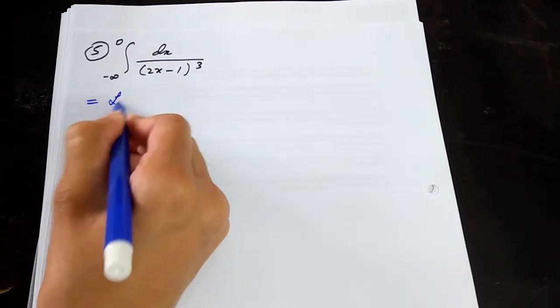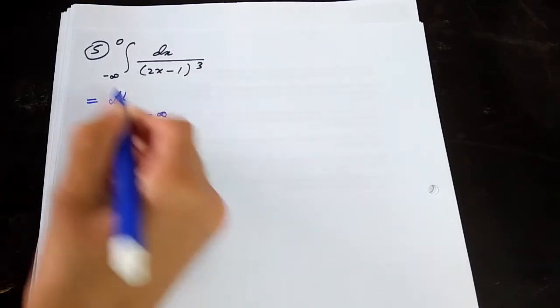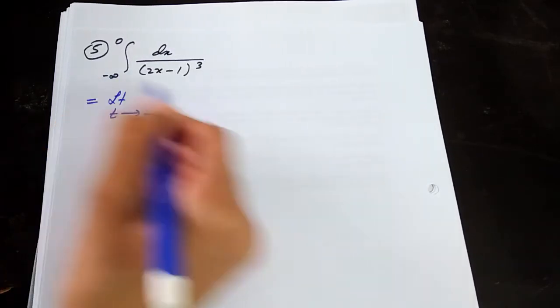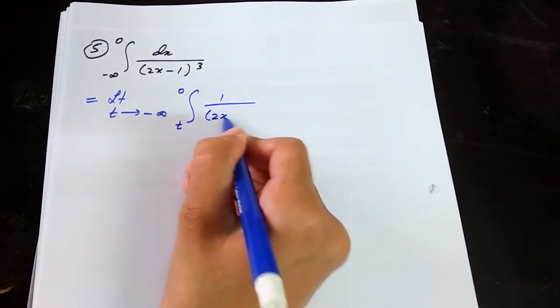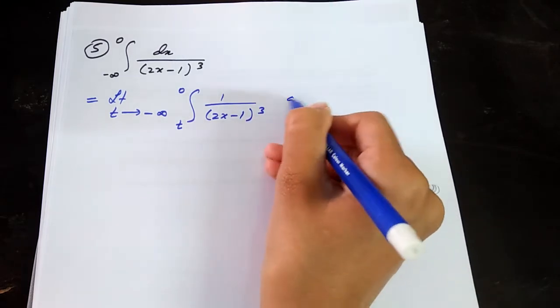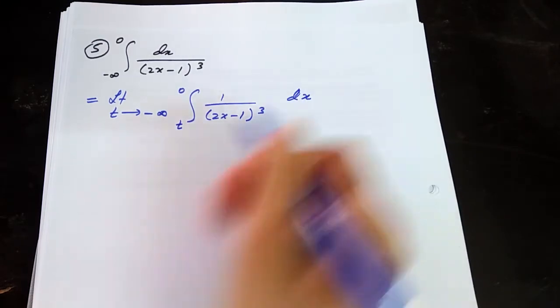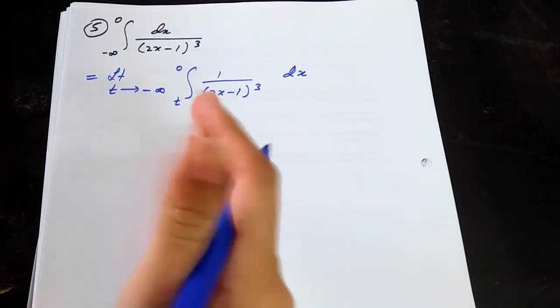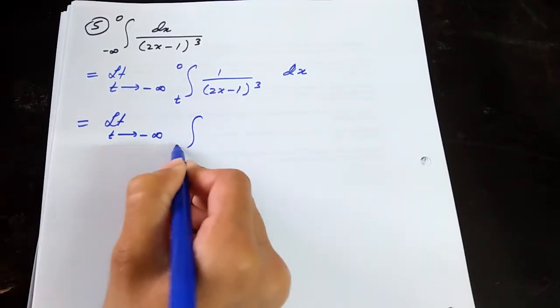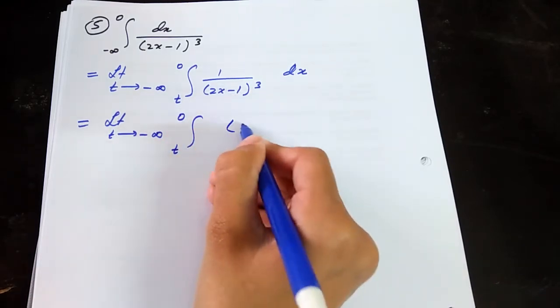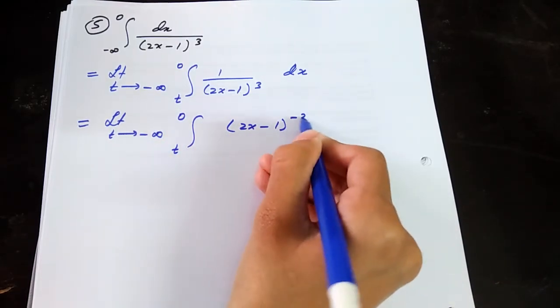This is equal to the limit as t approaches minus infinity, replacing this undefined term with t, 0. This will become the integral of 1 over (2x minus 1) whole cube dx. Now you know how to integrate this function. This will be the limit as t approaches minus infinity, t to 0. We can also write it as (2x minus 1) to the power minus 3.